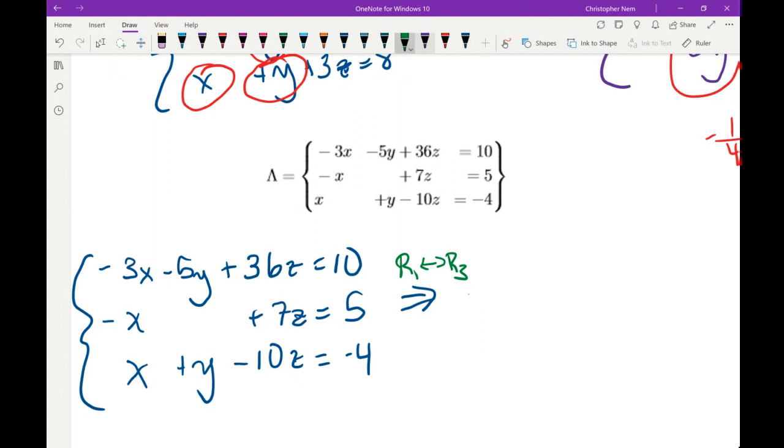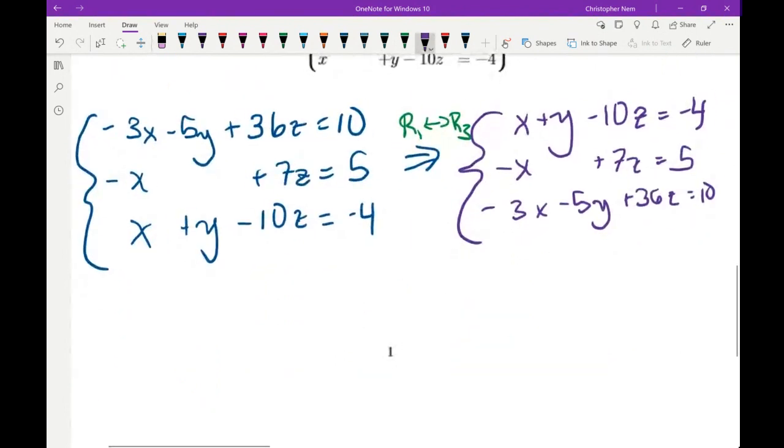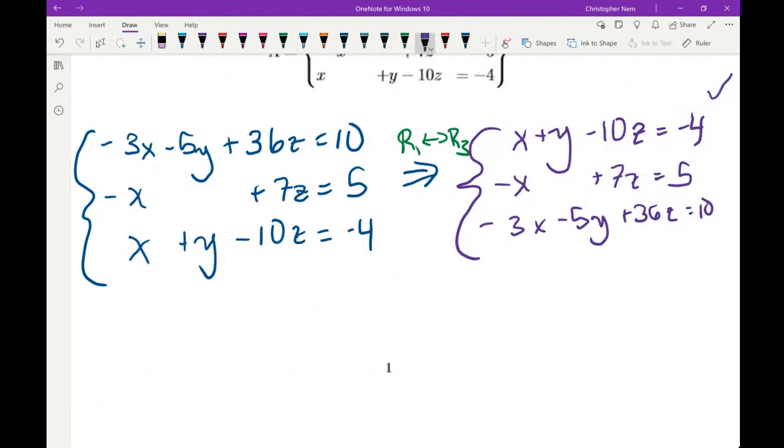If I swap the rows, my new system becomes x plus y minus 10z equals negative 4. Second row didn't change at all. Equals 5. And then we have negative 3x minus 5y plus 36z equals 10. So the first row, it's good. We start off with x and we have a coefficient of 1. I like that a lot.